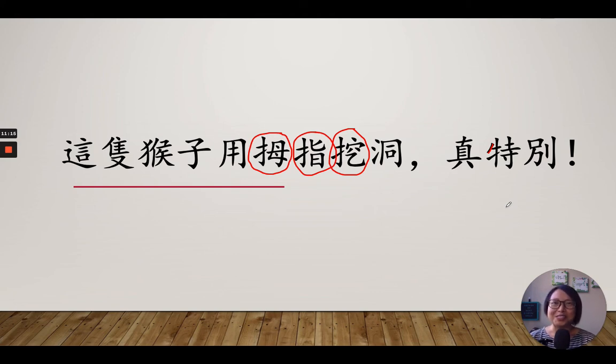What does this sentence mean? 這隻猴子，猴子即係馬騮 monkey. 這隻猴子 this monkey 用拇指挖洞. So this monkey used the thumb to dig a hole. So this is why the end of the sentence says 真特別. That's so special. 這隻猴子用拇指挖洞，真特別.